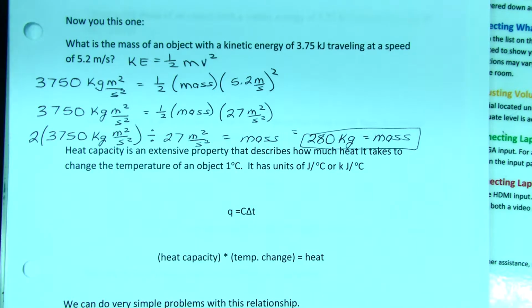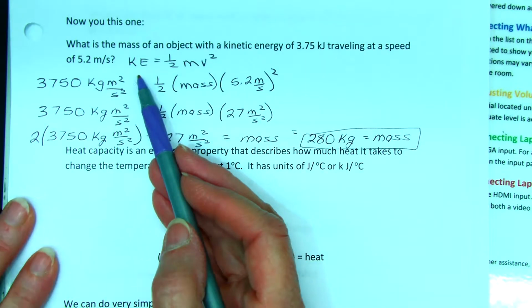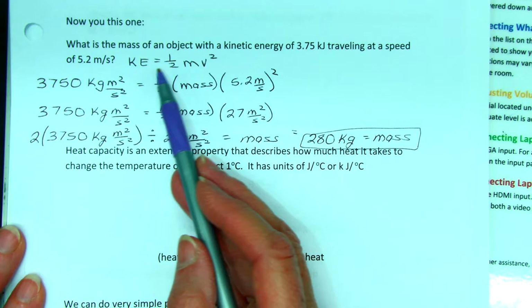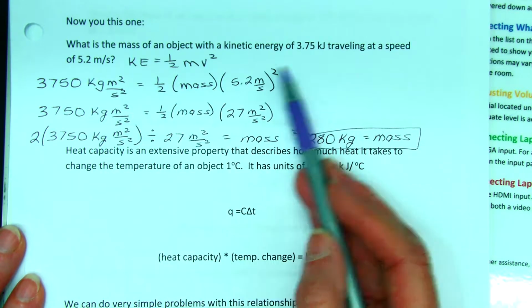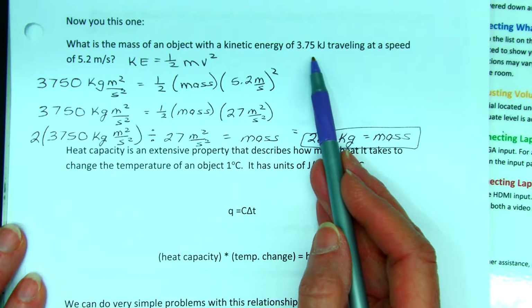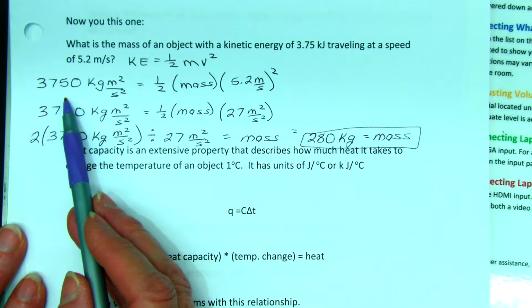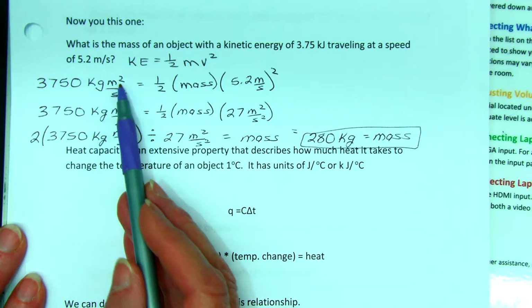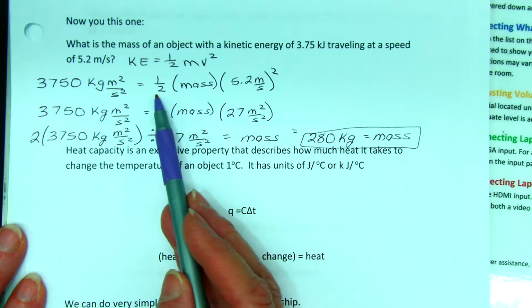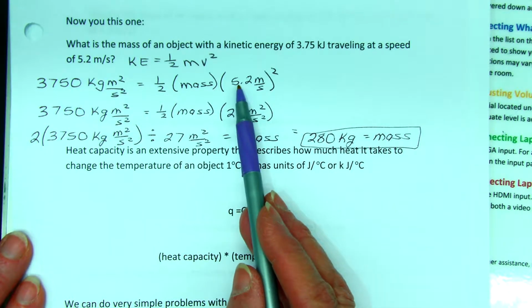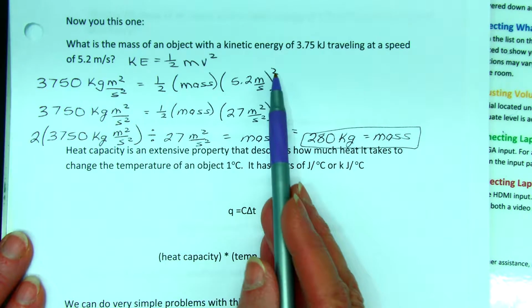Okay, there are many ways to work through this algebraically. We know kinetic energy is 1/2 mass velocity squared. So we need our kinetic energy in joules. This was 3.75 kilojoules, so I just multiplied by 1,000 to get 3,750 joules. A joule is a kilogram meter squared per second squared. So that's equal to 1/2 times the mass times my velocity in meters per second squared.